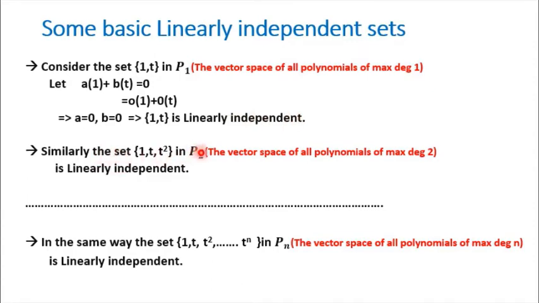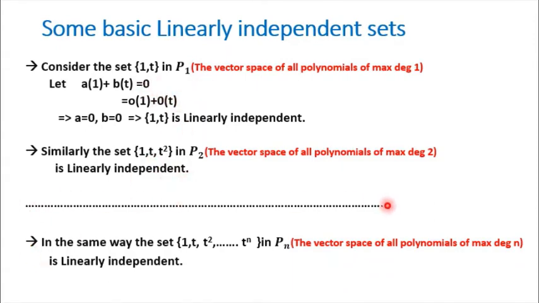Similarly, in P2, what will be the set, like how you have taken 1, t? How do you take the set in P2? P2 is the vector space of all polynomials of maximum degree 2. So polynomials of maximum degree 2 have what terms? Constant, t term, t square term. So take the vectors 1, t, t square, then this will also be linearly independent. You can check it in the same way.